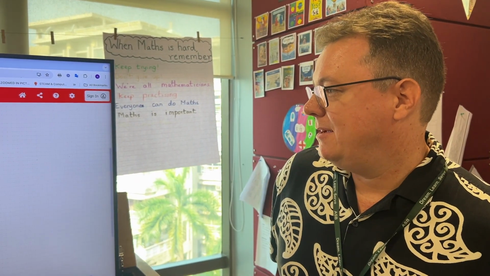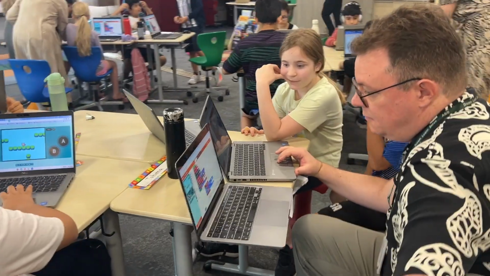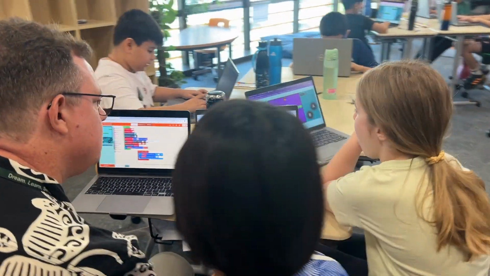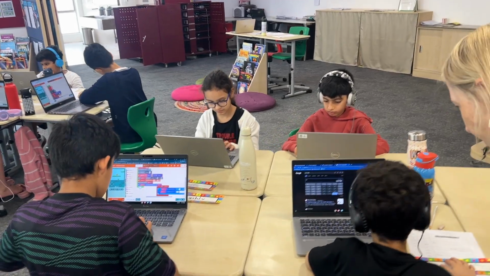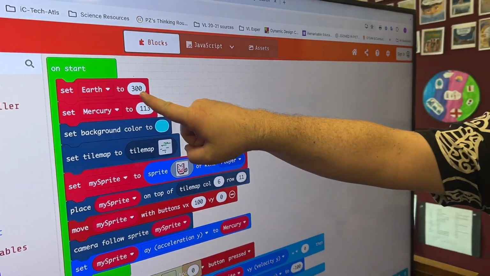Today with grade 3, we are simulating jumps on different planets. So we've been learning a little bit about the surface gravity of the different objects in our solar system. And we know the surface gravity on Earth is 1g. So in coding video game numbers, that's equal to about 300.